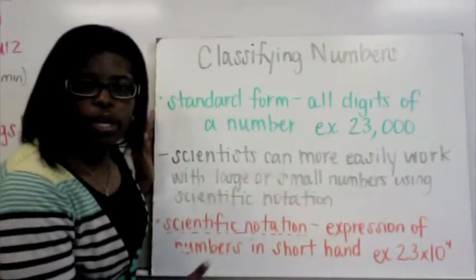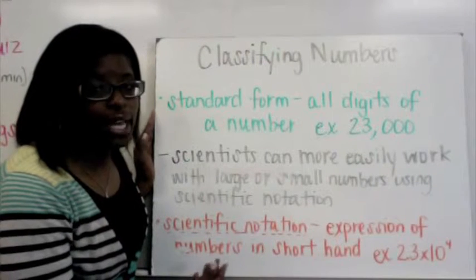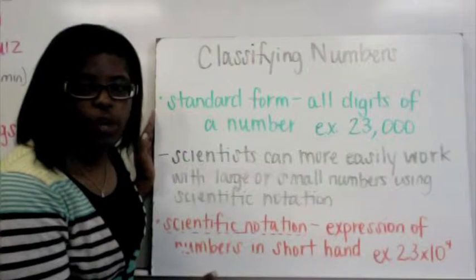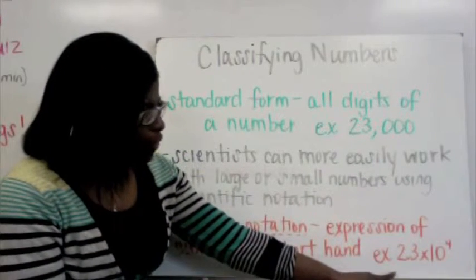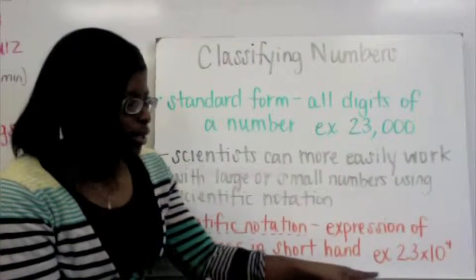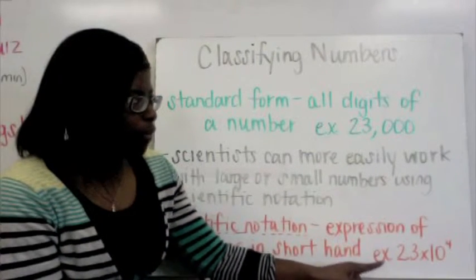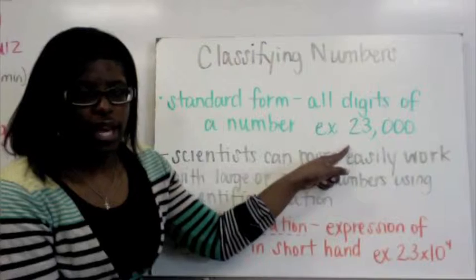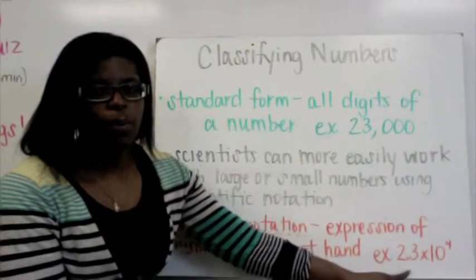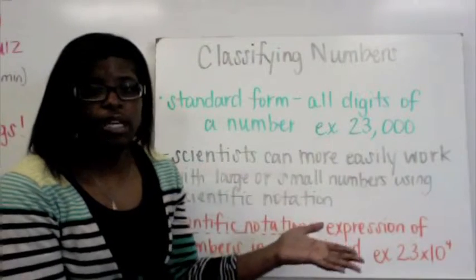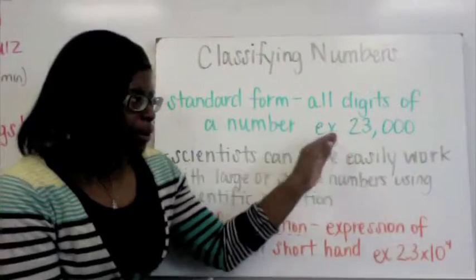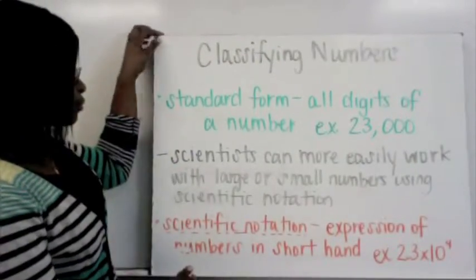So scientists can more easily work with large or small numbers using scientific notation. And what is that? That's the expression of numbers in shorthand. The example I have here is 2.3 times 10 to the fourth power. So this is the same numerical value as the number up here, 23,000. This exponent of 4 represents the 3 behind the decimal point as well as the 3 zeros that you don't see anymore. So we're going to learn how you get from this process to this process and vice versa.